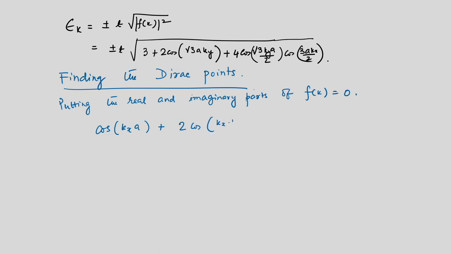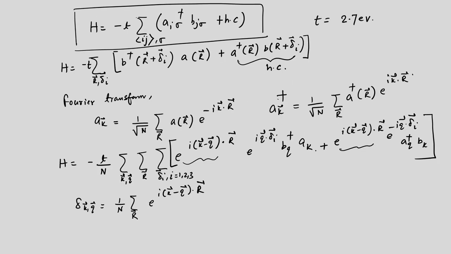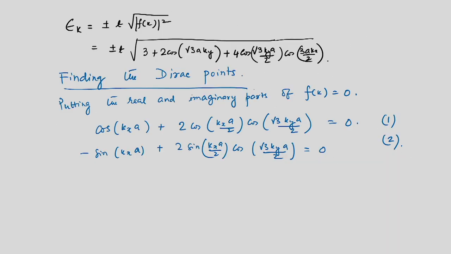So it's cos(kx a/2) cos(√3 ky a/2) equal to 0, and minus sin(kx a) plus 2 sin(kx a/2) cos(√3 ky a/2) equal to 0. One of them is from the real part, the top one, and the bottom one is from the imaginary part, putting that equal to 0. I hope I have been able to communicate why I am putting them equal to 0, because I want to see these points of touching, these red circle points, which I am trying to determine. Because the dispersion gives you a 0 value, f of k has to vanish, and from those conditions we have found these two equations.